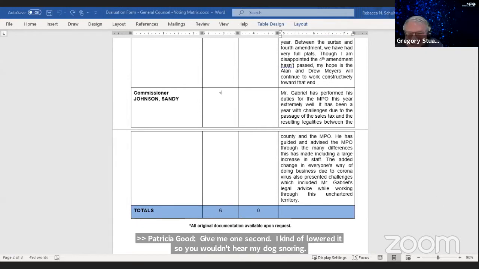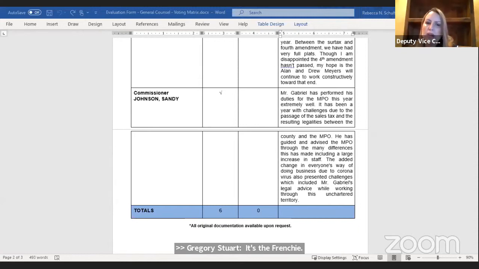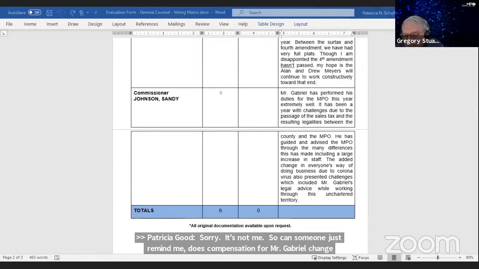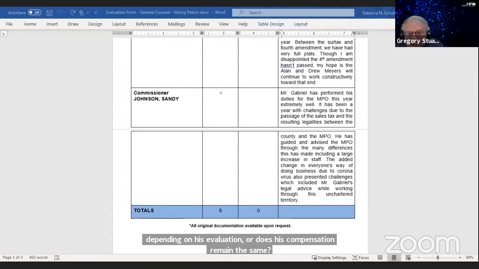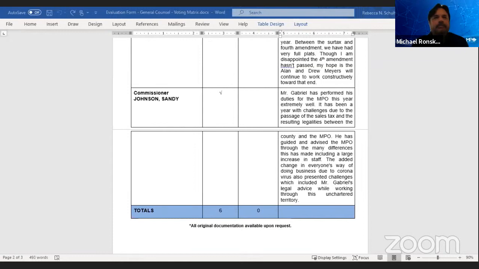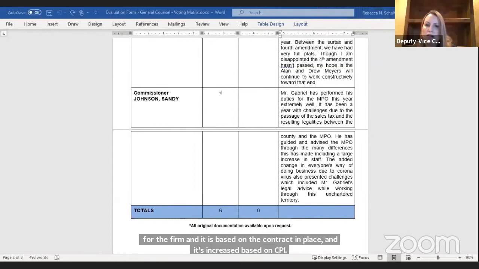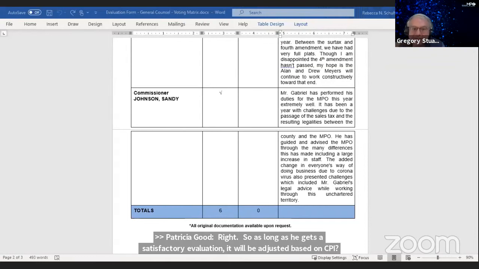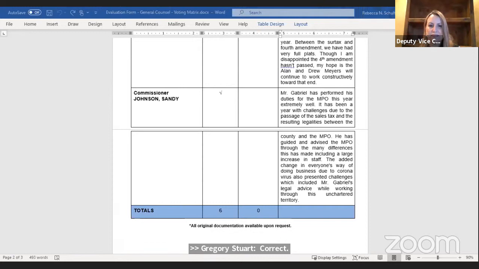Can someone just remind me, does compensation for Mr. Gabriel change depending on his evaluation, or does his compensation remain the same? Basically there is compensation for the firm, and it is based on the contract that's in place, and it's increased based on CPI. So as long as he gets a satisfactory evaluation, it'll be adjusted based on CPI? Correct. And that's in the contract? Correct. Okay. Thank you. Is there anybody else that has a question?